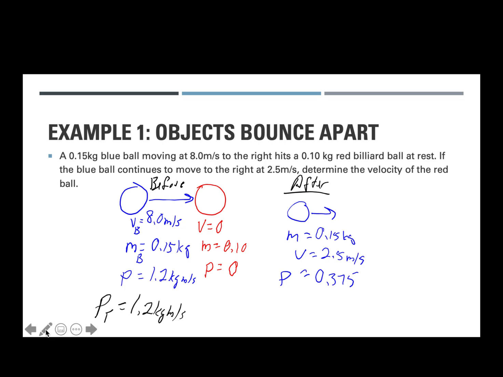Okay. Now the red one is going to be moving as well. One could make the argument it's going to be moving in this direction. Its mass is the same at 0.10. We don't know the speed. We're going to find that, but we do know what its momentum will be.